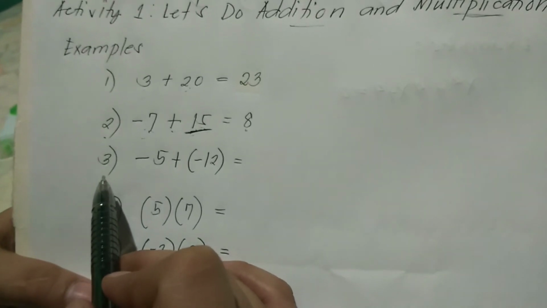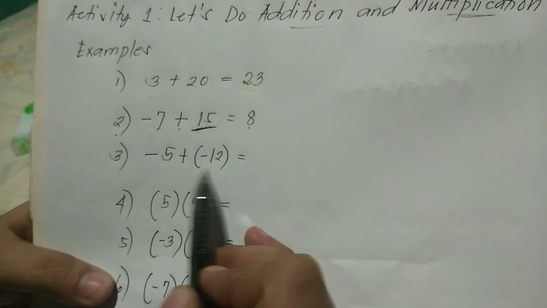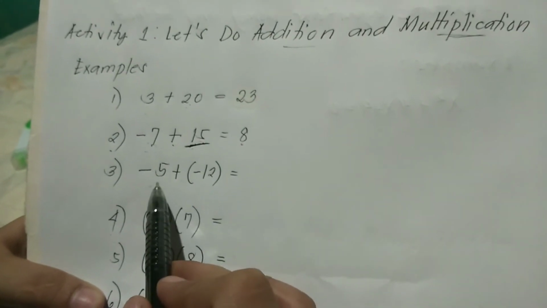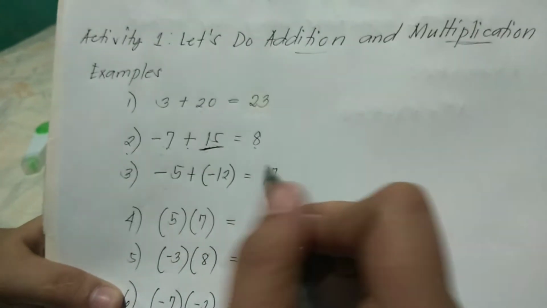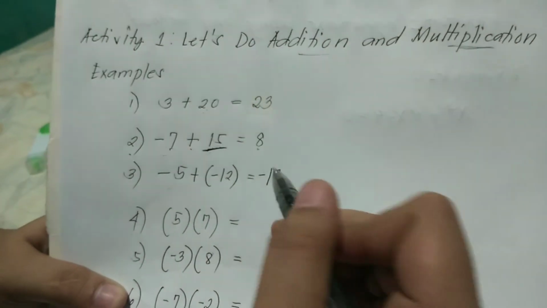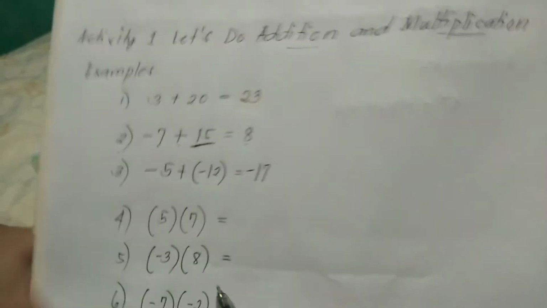Next, number 3. Negative 5 plus negative 12. Para silang negative, so we add them. 5 plus 12 is 17. And then, follow their sign. Ano yung sign nila? Negative. So, negative 17 is the answer.